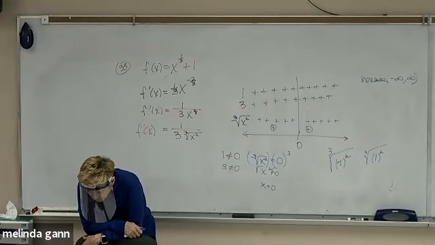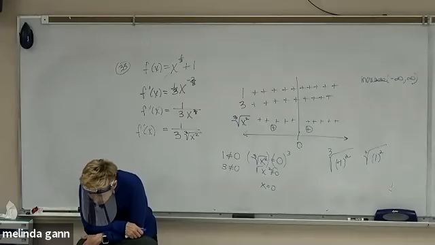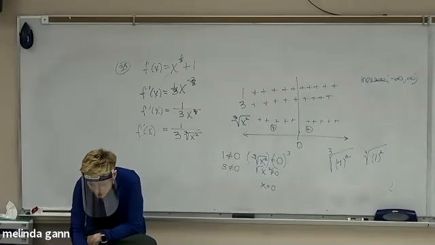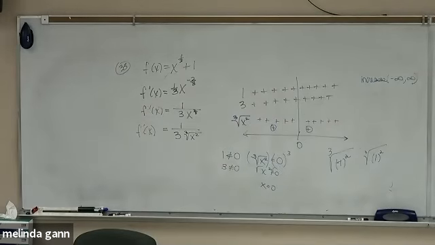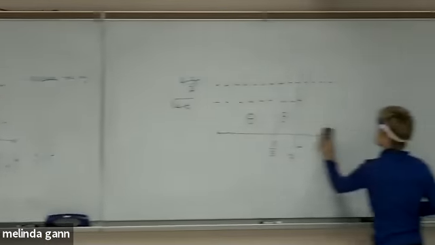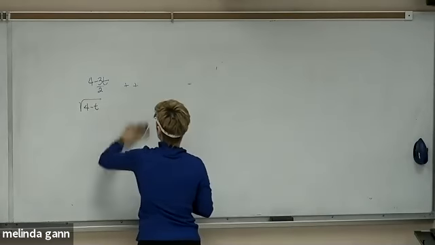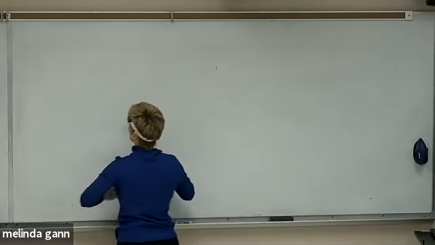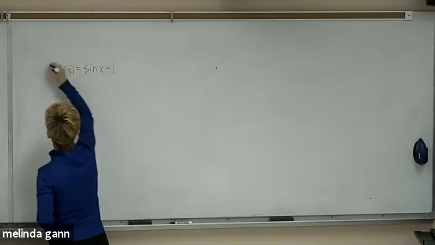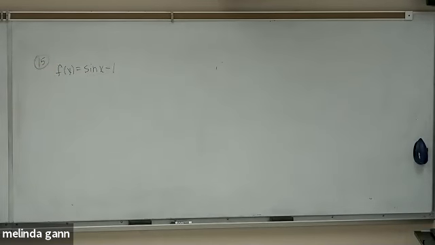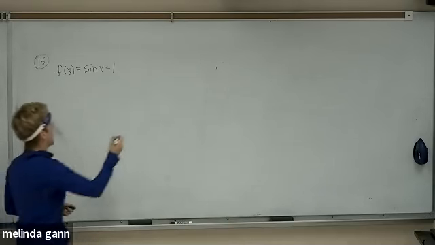Number 15. Which one, middle? 15? All right, so 15, I've got sine x minus 1. Okay. All right. And again, we make sure I understand the directions. They still want me just to find basically where this function's increasing or decreasing. All right, and luckily they tell me that my x is between 0 and 2 pi.